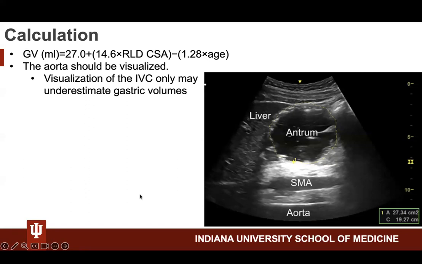Thus, this patient has a gastric volume greater than 1.5 mils per kg and is considered to have a full stomach, making them above baseline risk for pulmonary aspiration.